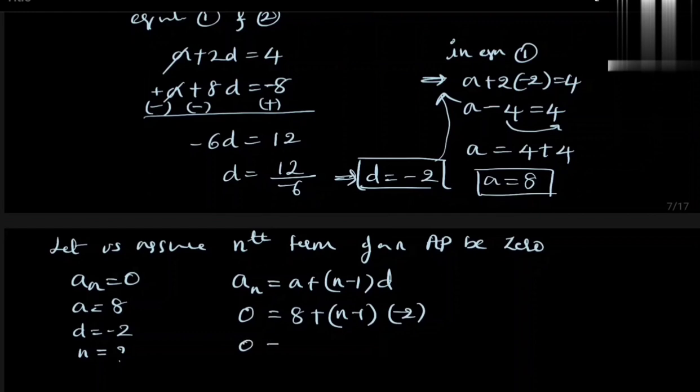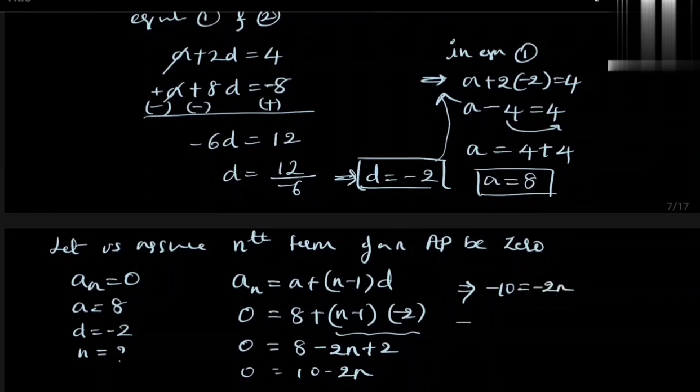Solve this. So 0 is equal to 8. Multiply these two, so we get minus 2n plus 2. So add these numbers, 8 plus 2 means 10 minus 2n. So move 10 to this side. That implies minus 10 is equal to minus 2n. So that implies here minus gets cancelled. Therefore n is equal to 10 by 2. So here n is equal to 5. Therefore the fifth term is 0 in this AP.